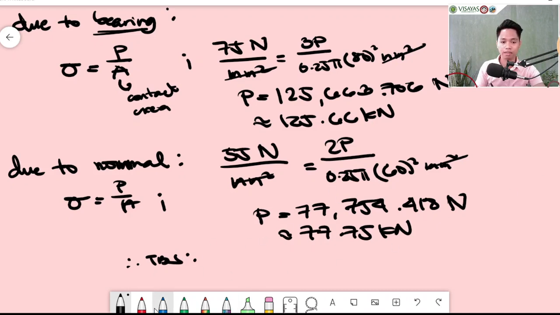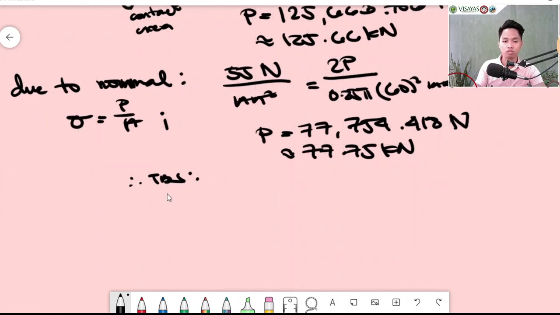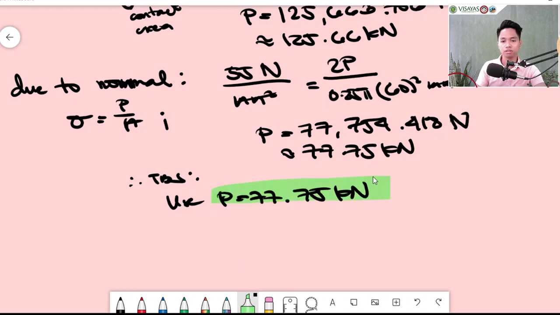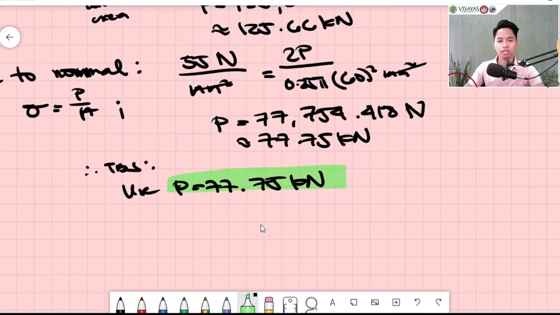If we use 125, while due to normal it is 77.75 kilonewton, it will fail. So therefore, we can no longer use 125, because it would be even more likely to fail. So the value to use, to be safe, is P equal to 77.75 kilo Newton.